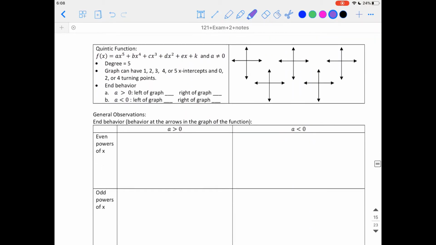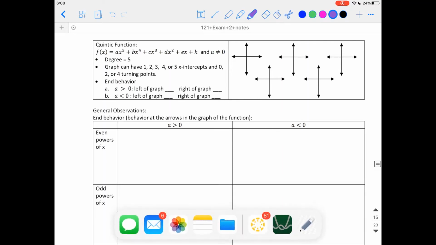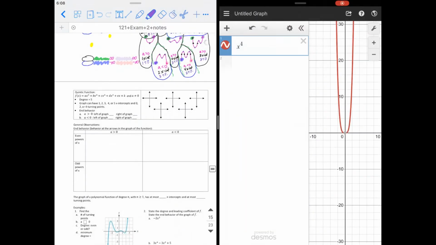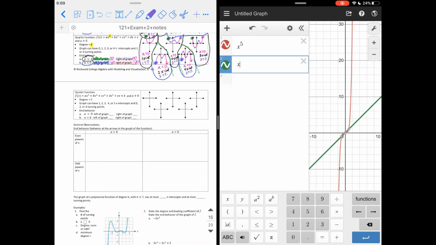The quintic function. So the quintic function, let me introduce you to it in case you've never seen it before. It looks like an x to the third. Let me graph an x to the power of 3 here. There's an x to the third, there's an x to the fifth. But there's a quintic function right there.